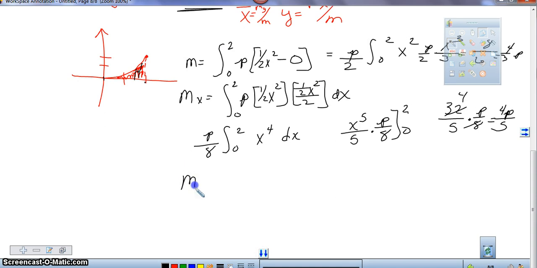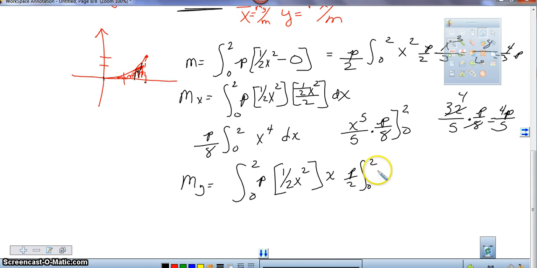And then you do your moment about the y, which is going to be your density times your area times the distance from the y-axis to that rectangle you drew, which was x. So this one I would integrate rho over 2 from 0 to 2 of x cubed, which would give me x to the fourth over 4 times rho over 2 from 0 to 2, which is going to give me 16 over 8, or just 2 rho.